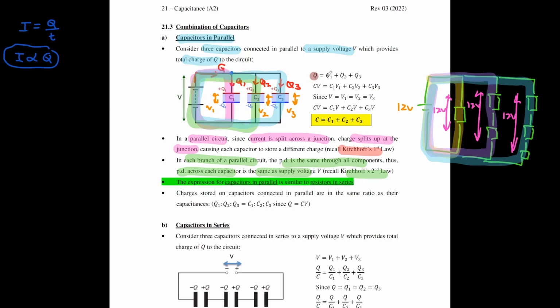Your total charge is equal to charge at capacitor 1 plus charge at capacitor 2 plus charge at capacitor 3. And then you want to change it in such a way that it has capacitance inside. So you remember capacitance is charge stored per unit PD. So charge here is actually the product of capacitance times PD. So you're going to get this. All right. And also, as I mentioned just now, because of Kirchhoff's second law, the PD across each of your capacitors will be equal to your supply voltage itself. You finally get this, such that the V will cancel off, giving you this final expression here.